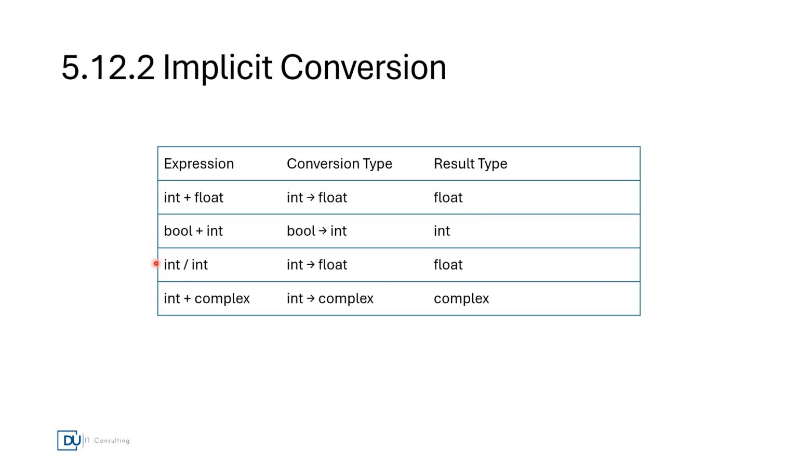And whenever we use division of two integers, the integers are converted into float, because not every division will result in an integer. So for safety, it will always convert to float. And when we have an expression where we add an integer with a complex data type, the integer is converted into complex, and then both complex numbers are added together to result in a complex result.